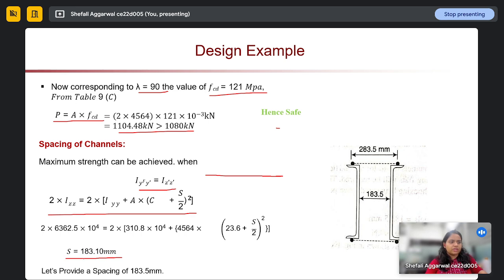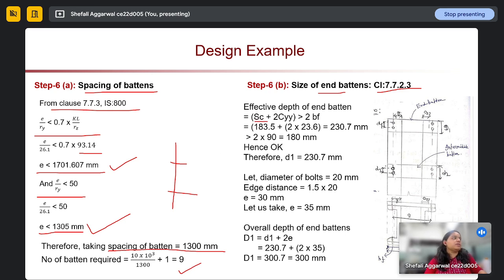This spacing, 183.10 mm, is the spacing of the channel section. So SC plus 2 CYY, this is our CYY value. SC plus 2 CYY will give us the effective depth of our end batten. Right? We are providing our end batten from here to here only. Sorry, this is the effective depth, not the overall depth.